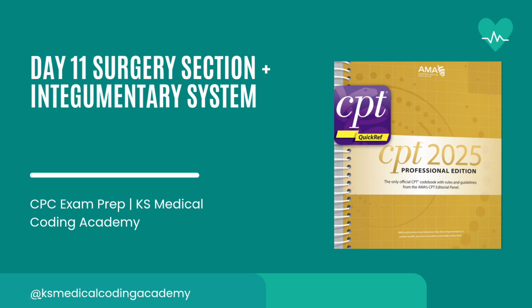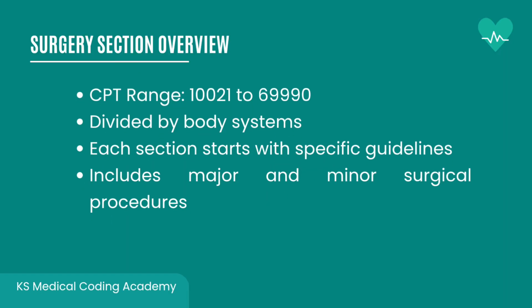Today, we're beginning the surgery section and focusing on one of the most commonly tested areas, the integumentary system. The surgery section in the CPT manual spans from code 10021 through 69990. It's organized by anatomical body systems, starting with the integumentary and ending with the nervous system. Each subsection has specific coding guidelines, and the section overall includes a wide variety of procedures, both major and minor. Understanding how to navigate this section is crucial for CPC exam success.